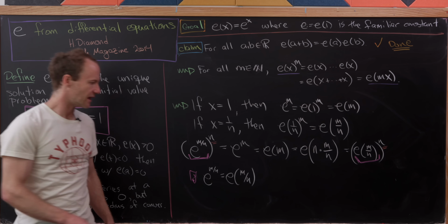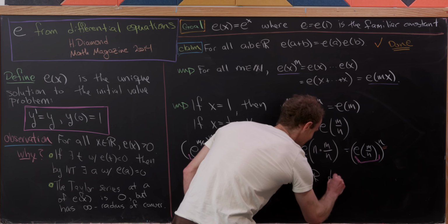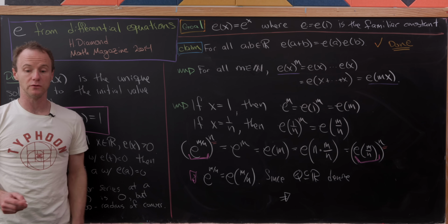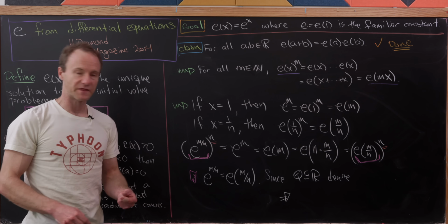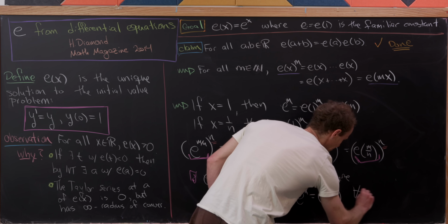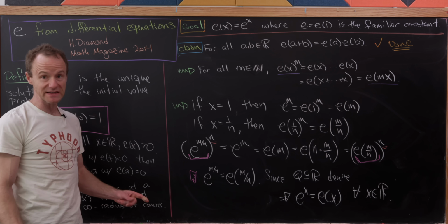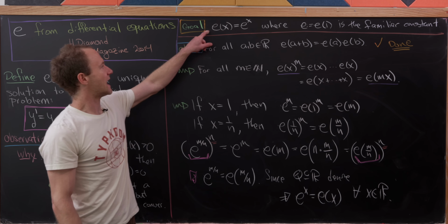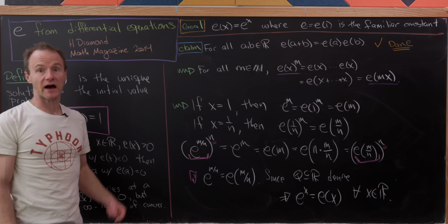Okay, but then since we know that the rational numbers are dense in the real numbers, and our function must be smooth and so forth, because it satisfies this nice setup right here, what that tells us is that e to the x must be equal to e evaluated at x for all real numbers x. Okay, well, that's good. So I think we've achieved part of our goal here. We've shown that e evaluated at x is e to the x, where e is equal to e evaluated at 1.